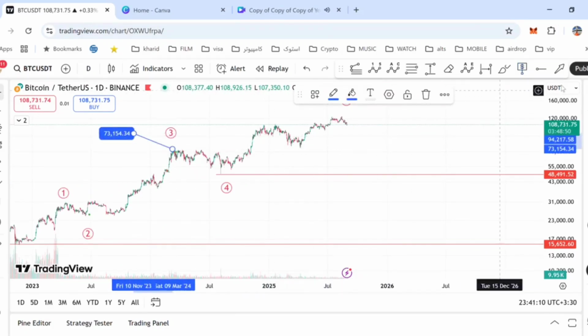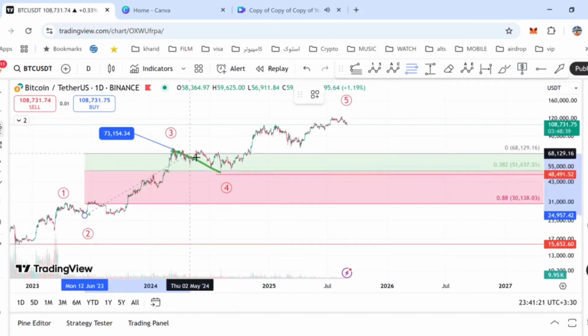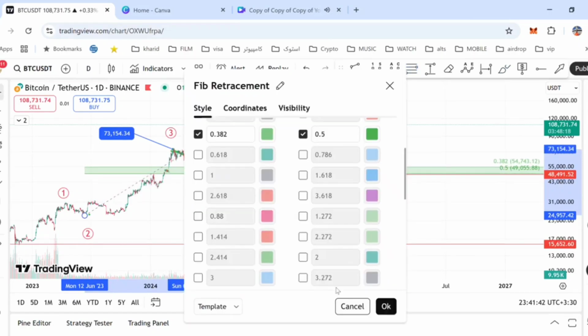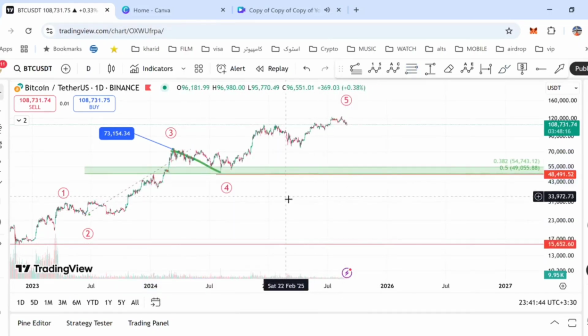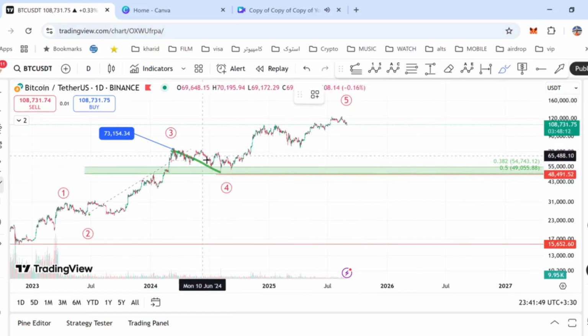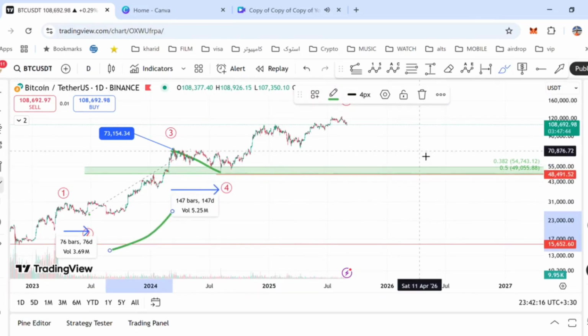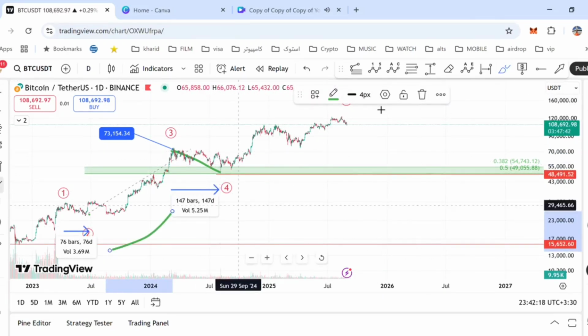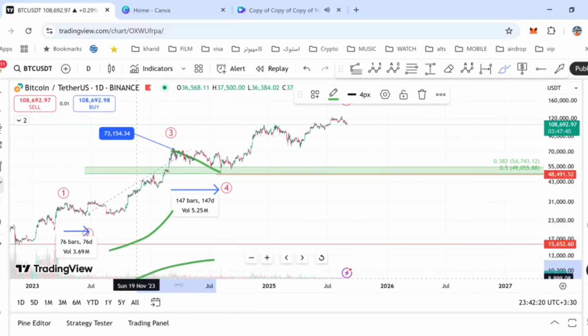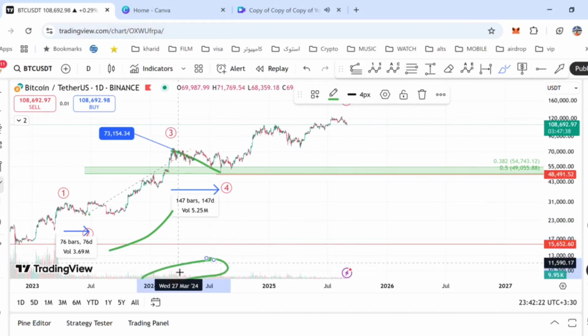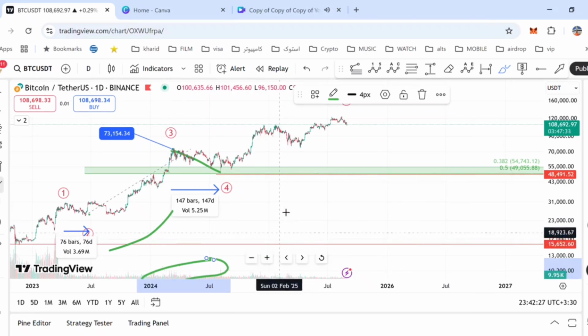Next came Wave 4. A moderate correction took the price down to around $48,900. This was a shallow and sideways move, more like a consolidation. Trading volume decreased and the market looked like it was waiting. Many thought the rally was over, but in reality it was only a rest before the final push. Wave 4 is like a deep breath before the last sprint.